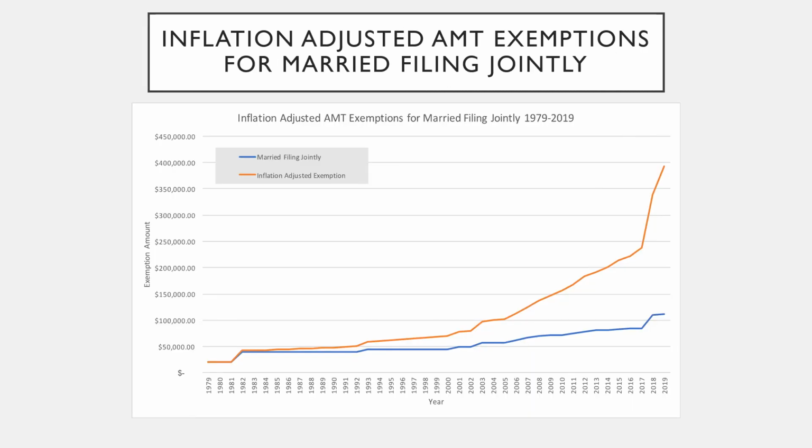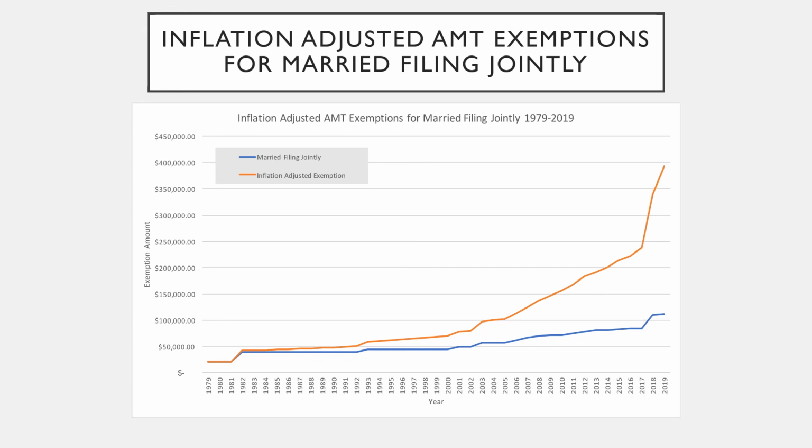This graph represents the inflation-adjusted AMT exemptions for married taxpayers filing jointly from 1979 to 2019. The orange line represents the projected inflation-adjusted exemptions for the alternative minimum tax. The inflation-adjusted exemptions for married filing jointly resulted in the exemption amounts increasing more aggressively than the actual exemption amounts represented by the blue line, which are married taxpayers filing jointly, and the actual AMT exemption amount that we see today.